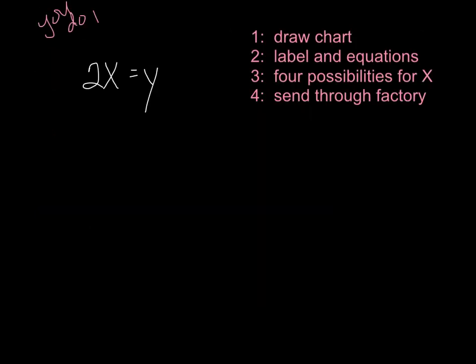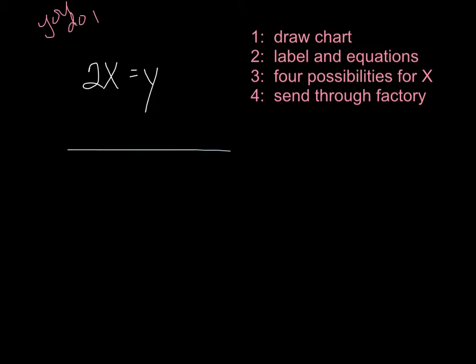All right, so it's time for your first you-do. We've got 3 total to do. You-do number 1, 2x equals y. Pause the video, use the steps, draw the chart, label, 4 possibilities, send through the factory. So do all these steps, and then push play when you have them done.